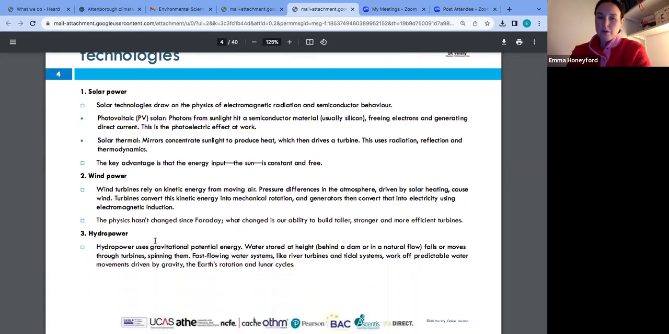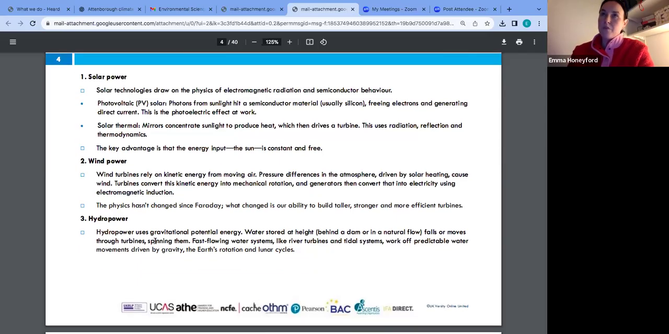And then we have hydropower. Hydropower uses gravitational potential energy. Water stored at height behind a dam, or a natural flow, falls or moves through turbines, spinning them. Fast-flowing water systems like river turbines and tidal systems work off predictable water movements driven by gravity, the Earth's rotation, and lunar cycles. So it's a predictable form of renewable energy, which means it can be better to plan for.